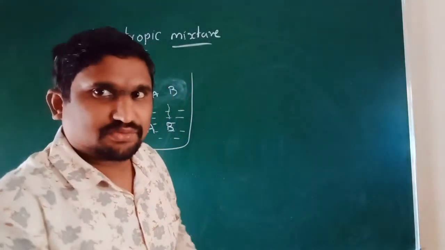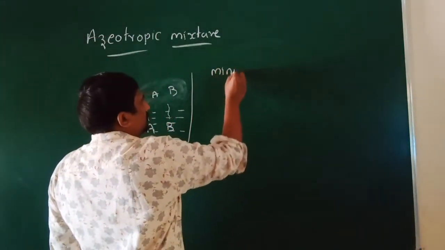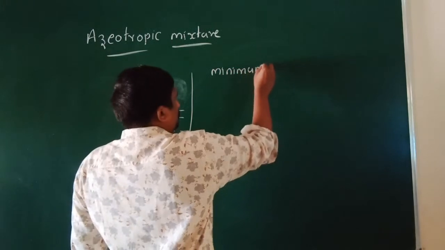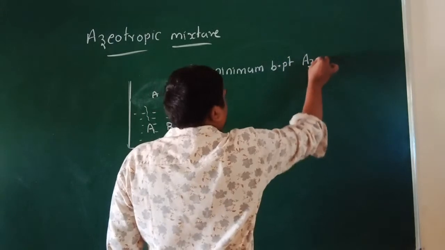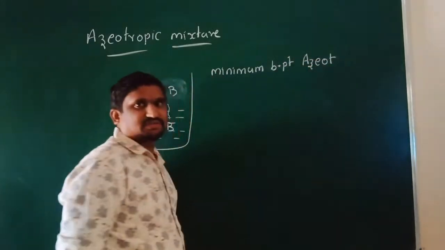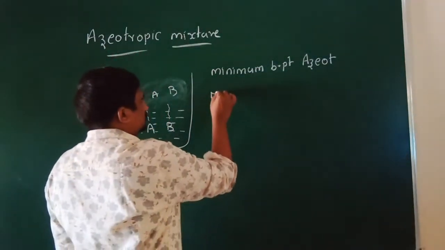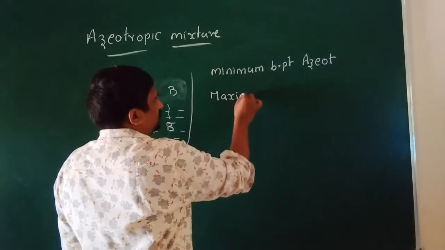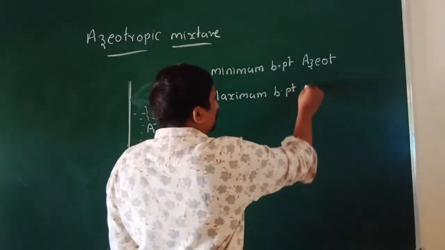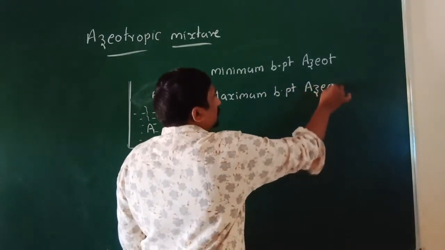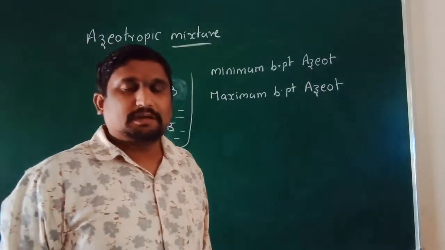What are the two types of azeotropic mixtures? One is the minimum boiling point azeotropic mixture, and the other one is the maximum boiling point azeotropic mixture. Yesterday I also gave you some relationships of boiling point.